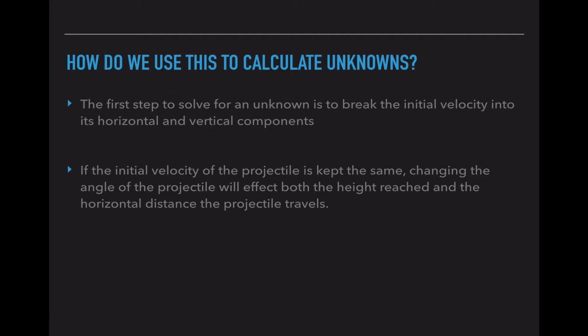The first step is to break the initial velocity into the horizontal and vertical components. So we're going to be using trig, whether it's sine or cosine, to do that. The initial velocity of the projectile is kept the same. Changing the angle of the projectile will affect both the height reached and the horizontal distance the projectile travels. So I'm just going to sketch on the bottom. If our angle is 45 degrees, our projectile is going to do this, okay, and land somewhere over here.